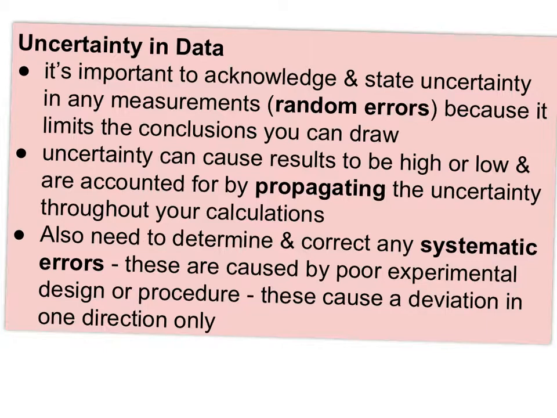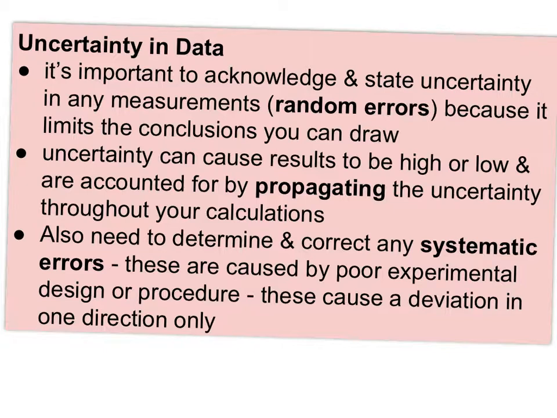So uncertainty typically is the name used for random errors. And they're called random errors because they could just as easily influence your data upward or downward. But because you have uncertainty, it limits the conclusions you can draw. It gives you a range in which your final calculation actually lies. So uncertainty can result in results being high or low, but we account for it by propagating the uncertainty through our calculations. And we can determine the uncertainty that any instrument gives us by looking at how precise that instrument is. Does it measure to 1 milliliter, to 0.1 milliliter, etc.?